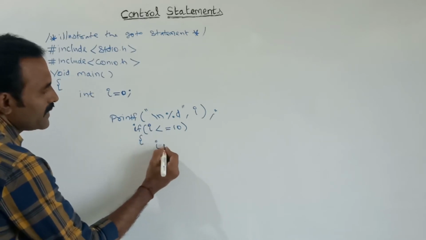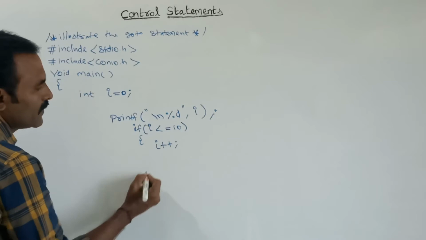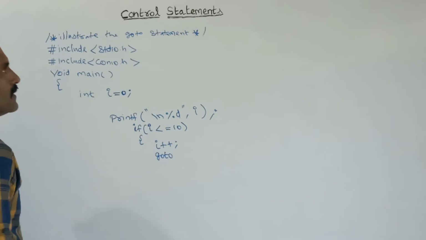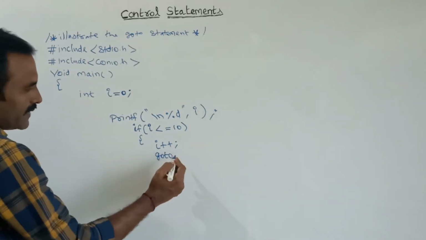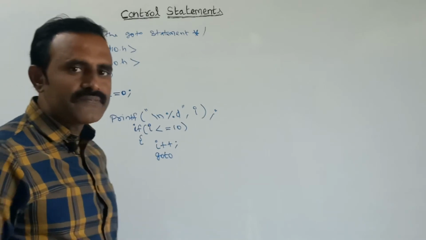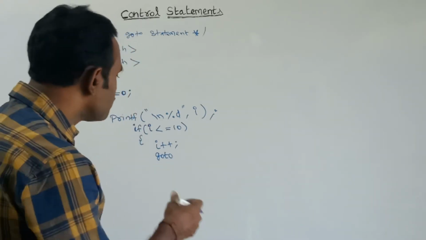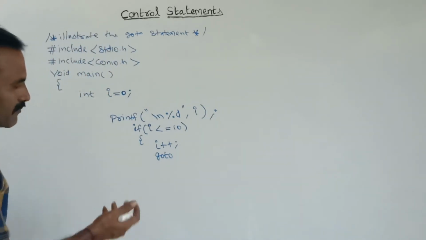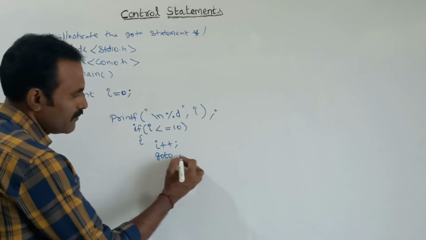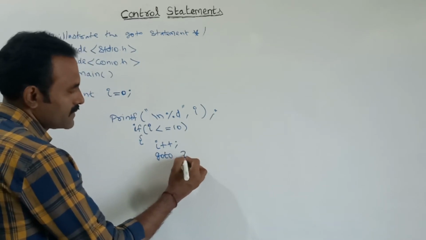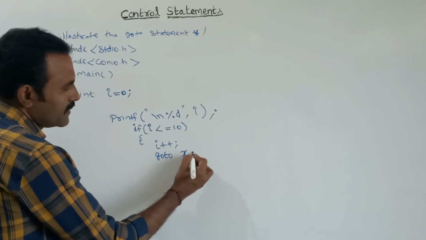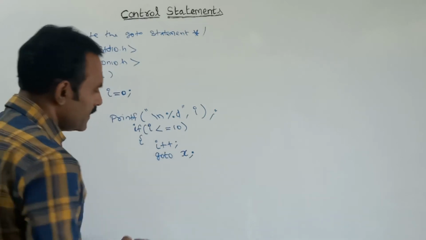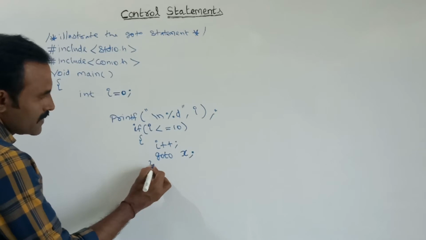I am telling it to increment the I value, and here I am using the goto statement. See this goto statement. What is the syntax of the goto statement? Very first the keyword goto. After that we should mention the label name. We can mention any name for the label. For example, I am using the label name X. Label name X, we can give any name, I am using the name X. Next, here I am closing this if condition.